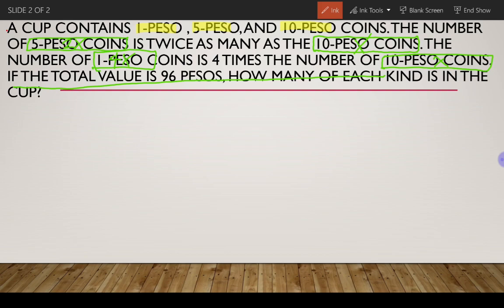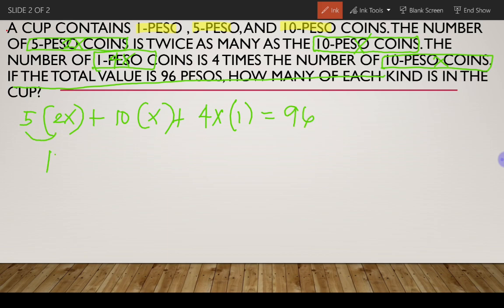So, pagpaplasin natin. So, 5 for 5 peso times 2x, yun yung bilang niya, plus 10 peso, tapos yung x, yun yung bilang niya, plus 4x times 1. Okay, so 1 peso, 4x yung bilang, is equal to 96. And then we're going to solve. 5 times 2x will be 10x, plus 10x, plus 4x is equal to 96.